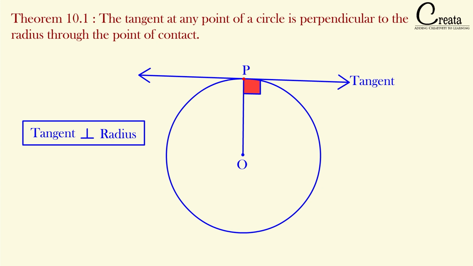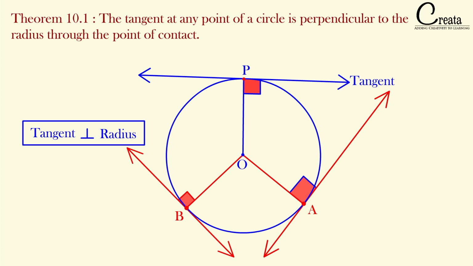Suppose on this circle we have one more point and from this point we can have only one tangent, as we have just seen, and from this point we can have only one radius. And as per this concept, the angle formed at this point is a 90 degree angle. The angle between the tangent and radius is 90 degrees. Similarly, we can have a point here. Here also we can have one tangent and one radius, and the angle between the tangent and radius is 90 degrees.